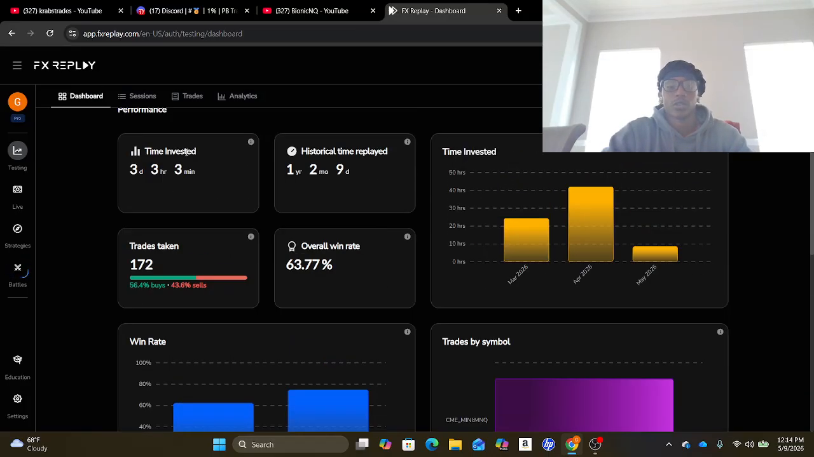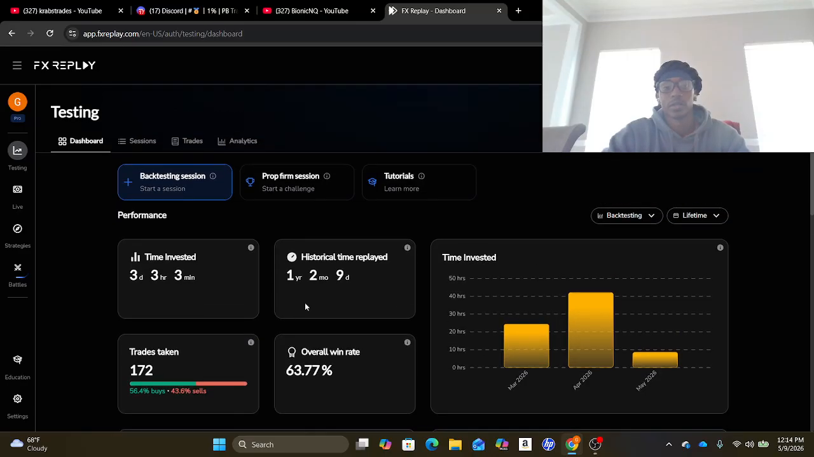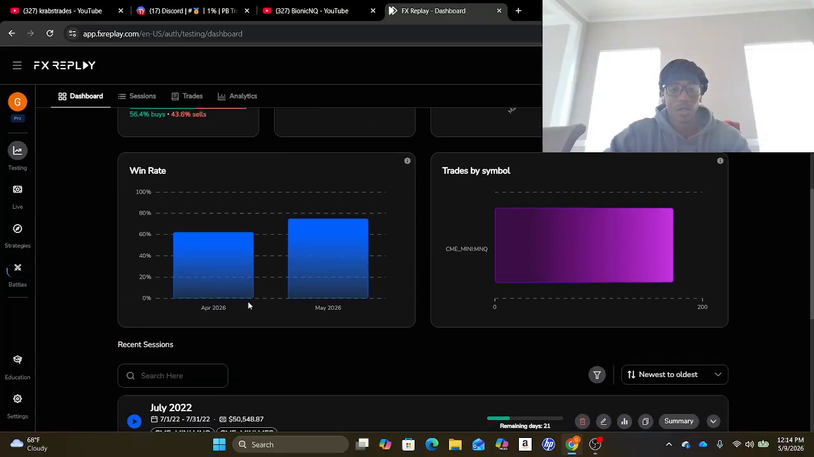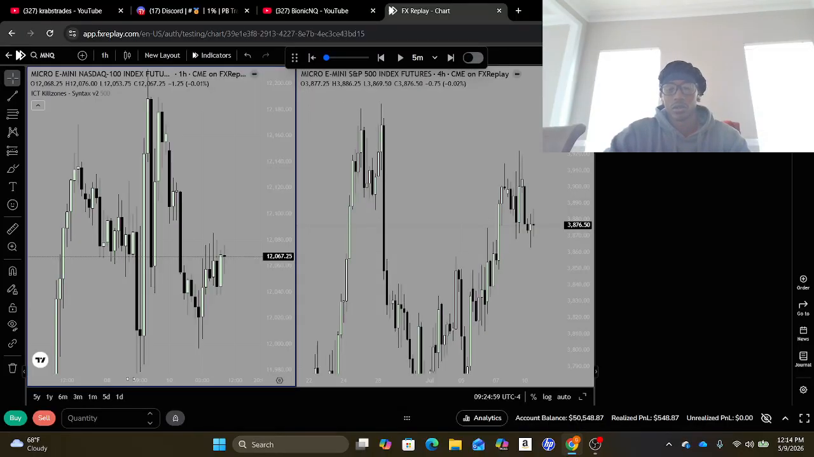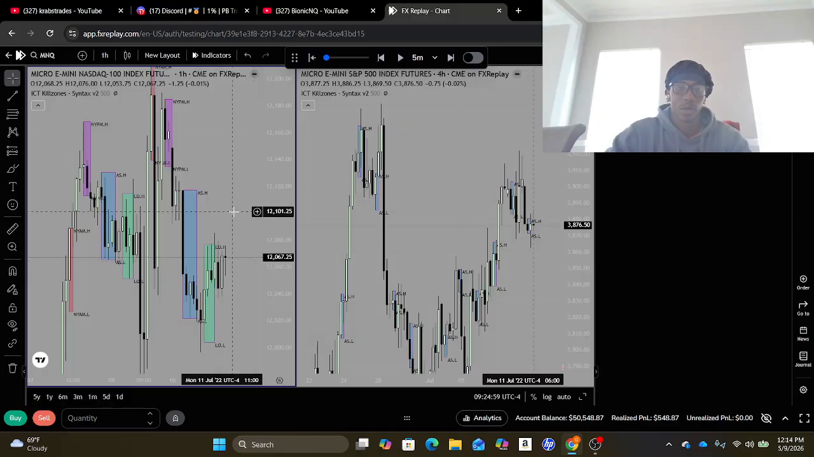So as you can see, I've spent a lot of time already backtesting. I've probably had FX Replay for like 2 months now, and I've already accumulated this much data. Could be more, though, but quality over quantity. That's why I only do a week a day, because I'm very strict on how I backtest, and I like to journal my backtest a lot.